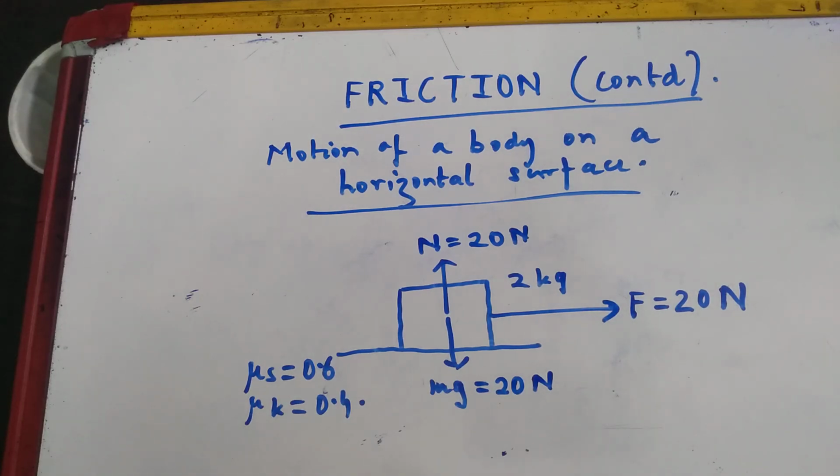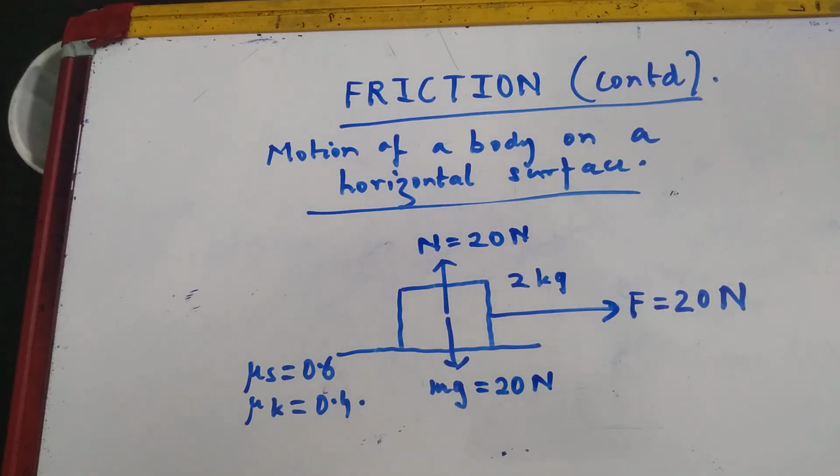So the data is that this is a 2 kg block, so mg is equal to 20 Newton. Normal force by the surface on the block is 20 Newton upwards. You have been asked to pull the block with an external force of 20 Newtons towards the right. Mu s given is 0.6. Mu k is 0.4, as you can see. The question that is asked is find the friction force and find the acceleration of the block.